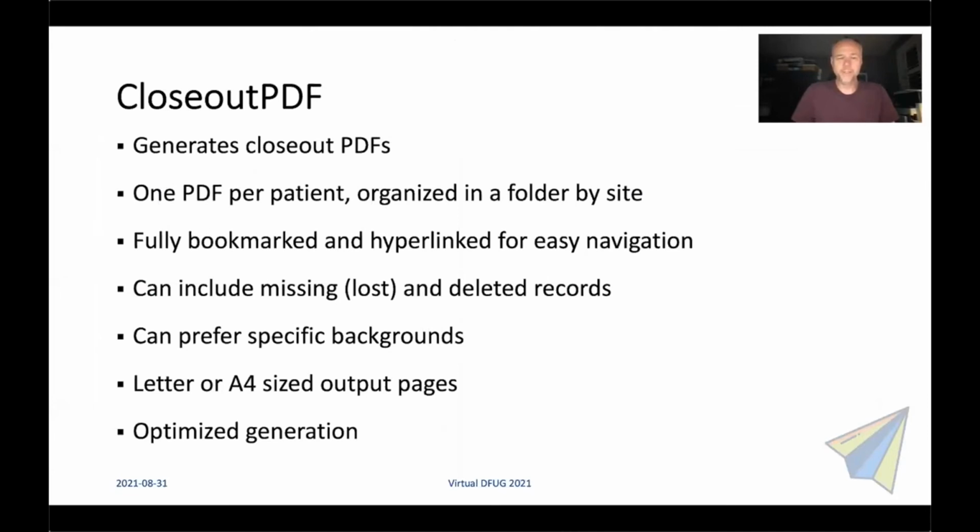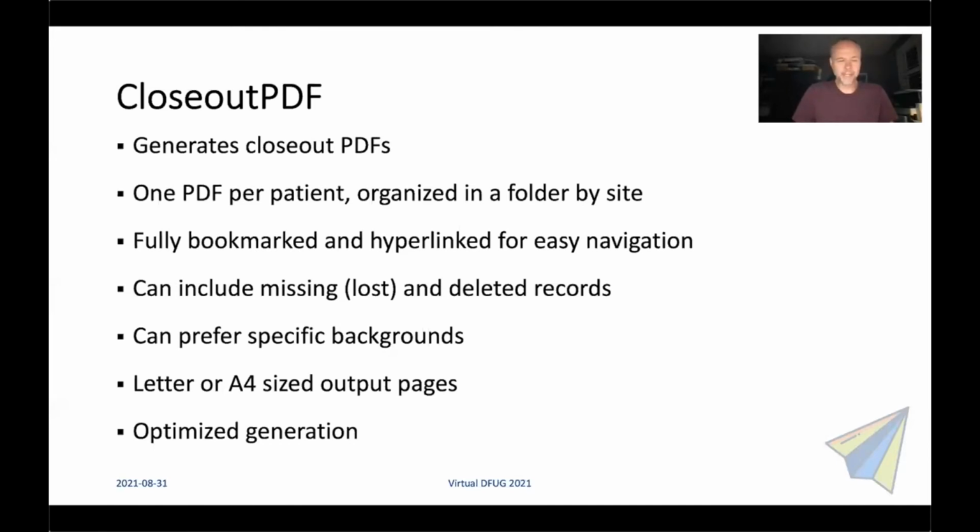They can include missing or previously called lost records or deleted records as well, if you want to see what happened to those. You can prefer specific backgrounds. So if you have sites in France and you want to use a French background for them, then you can tell the Closeout PDF generator to use French backgrounds in preference. So it will try those first.